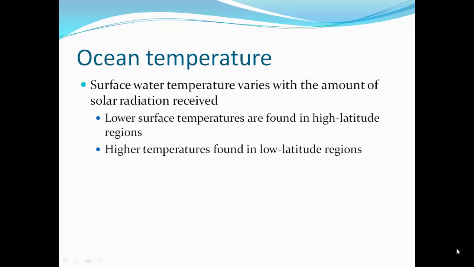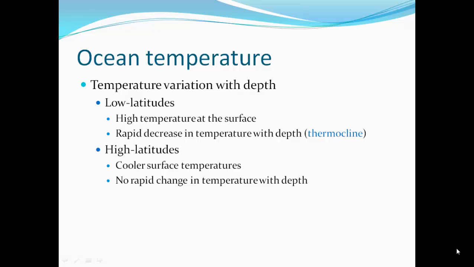Surface water temperature. The ocean surface water temperature varies with the amount of solar radiation received, energy from the sun. Lower surface temperatures are found in the high latitude regions, and higher temperatures are found in the low latitude regions. The temperatures vary with depth into the ocean. So in the low latitudes, there's a higher temperature at the surface and it rapidly decreases in temperature as you go deeper. That's called a thermocline. Okay. At the high latitudes, the surface is cooler, but there's no rapid change in temperature with depth.